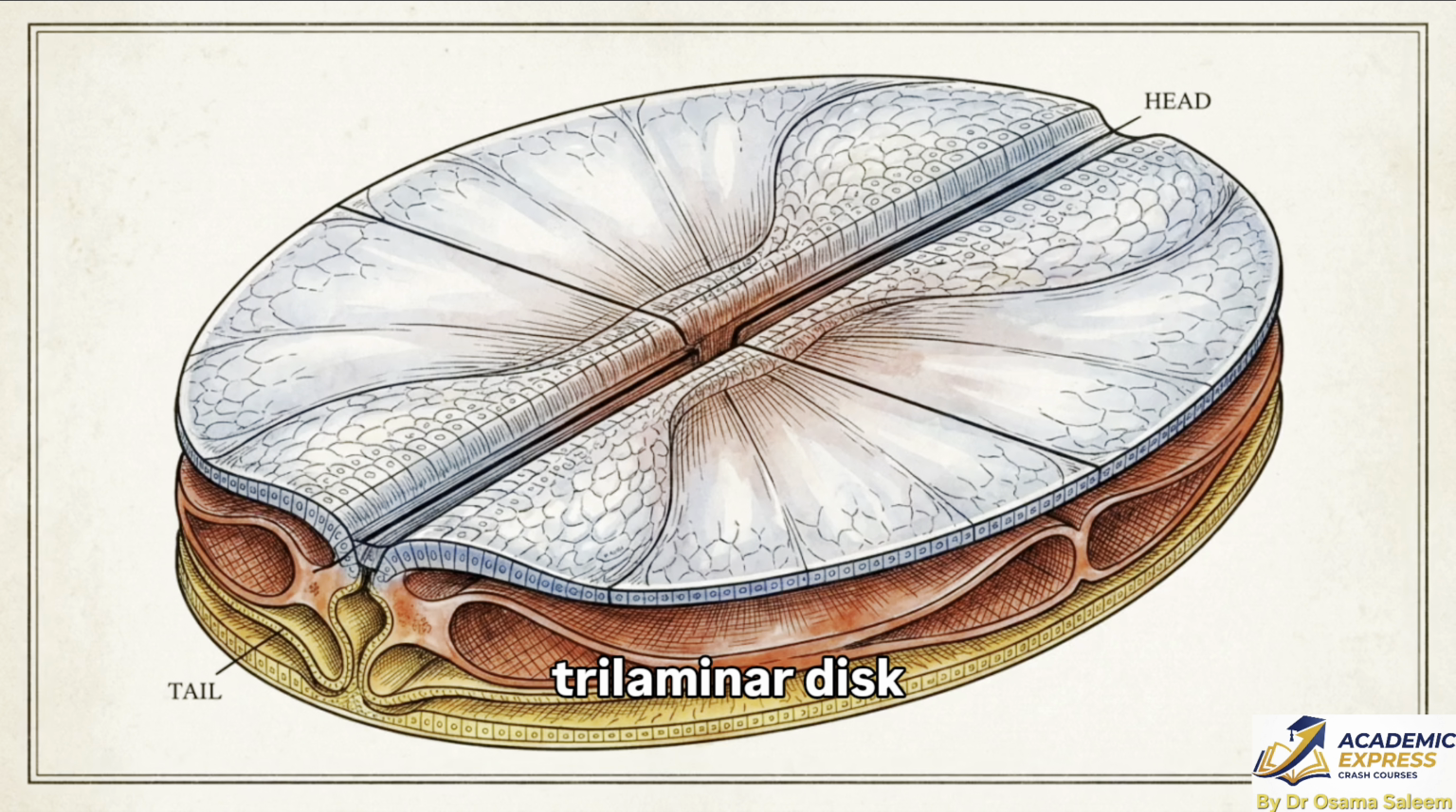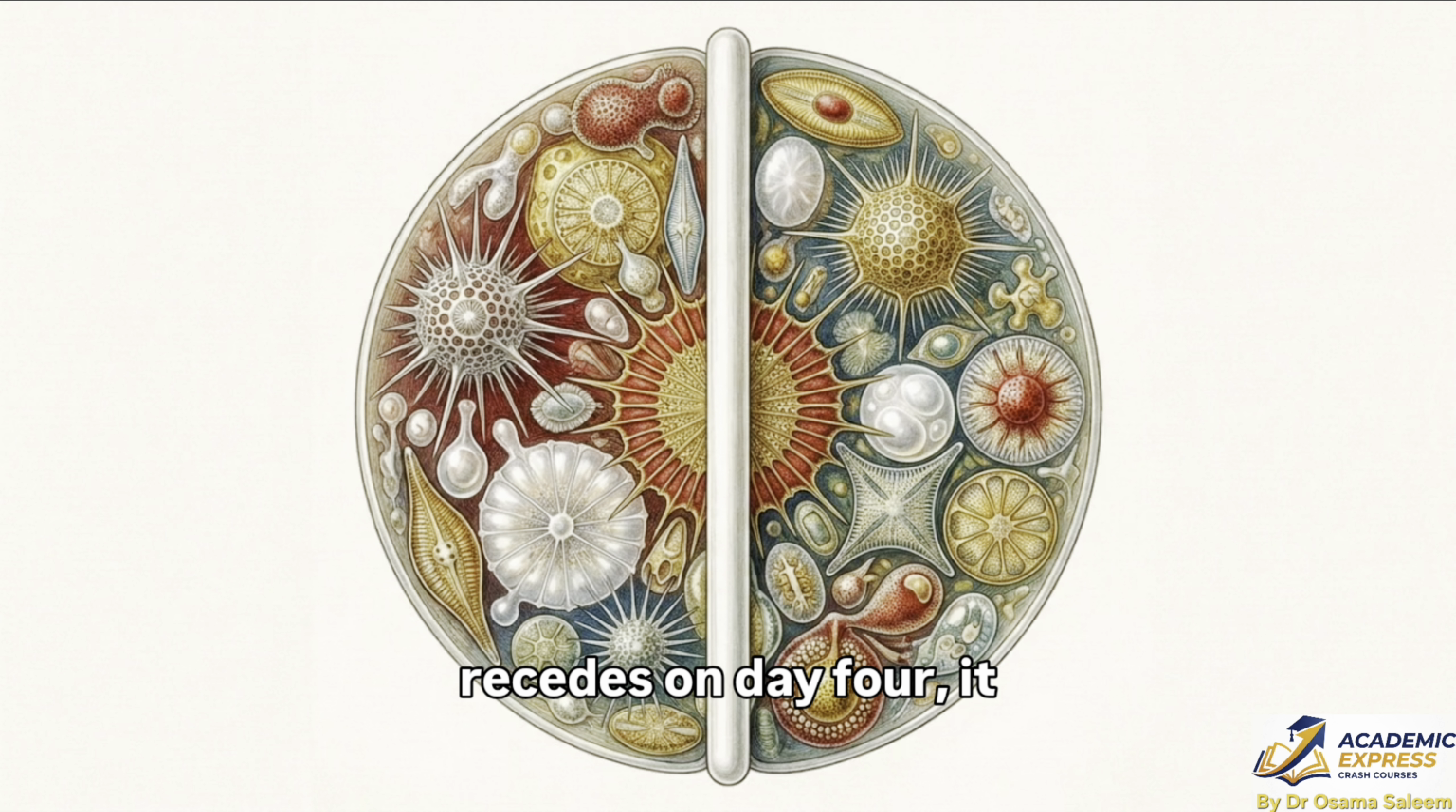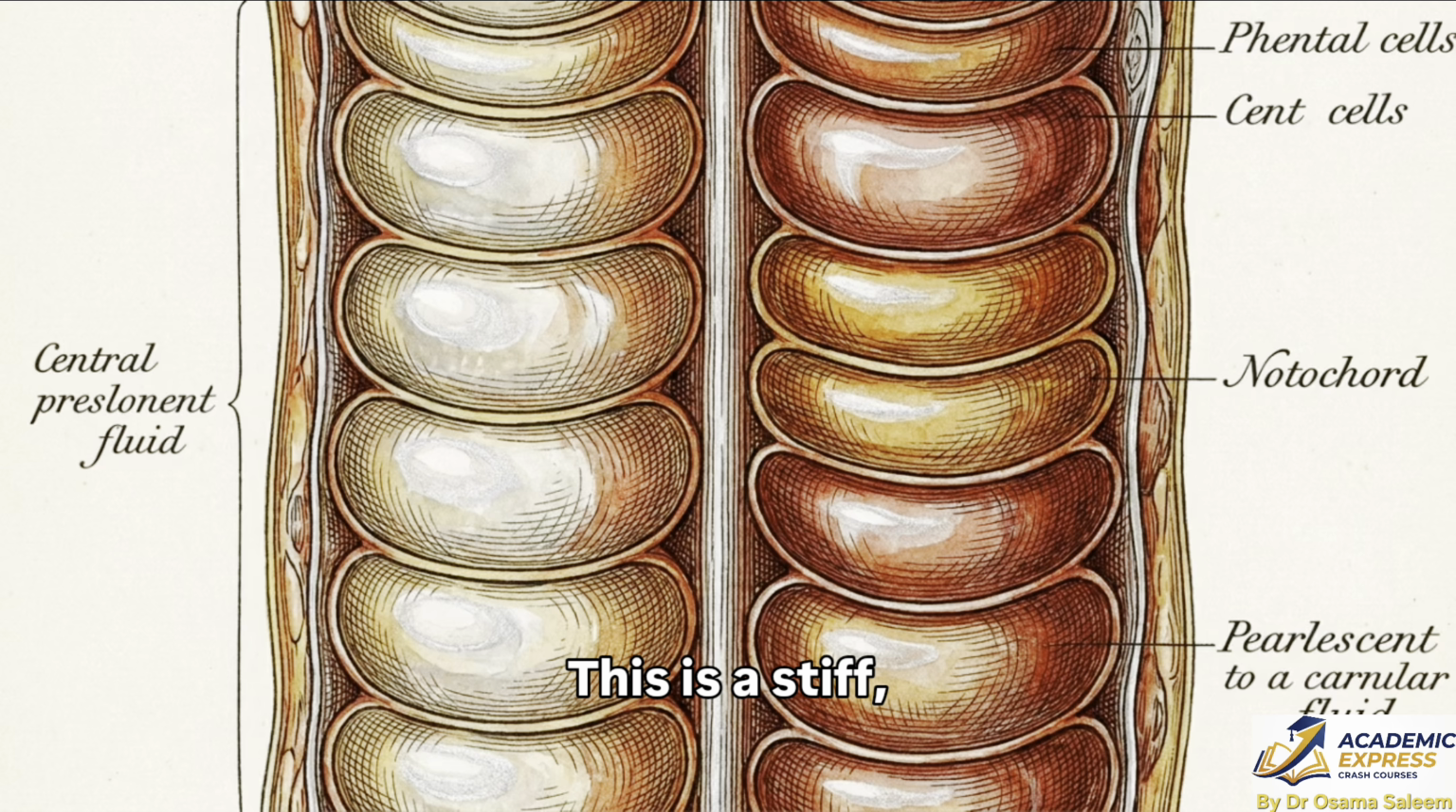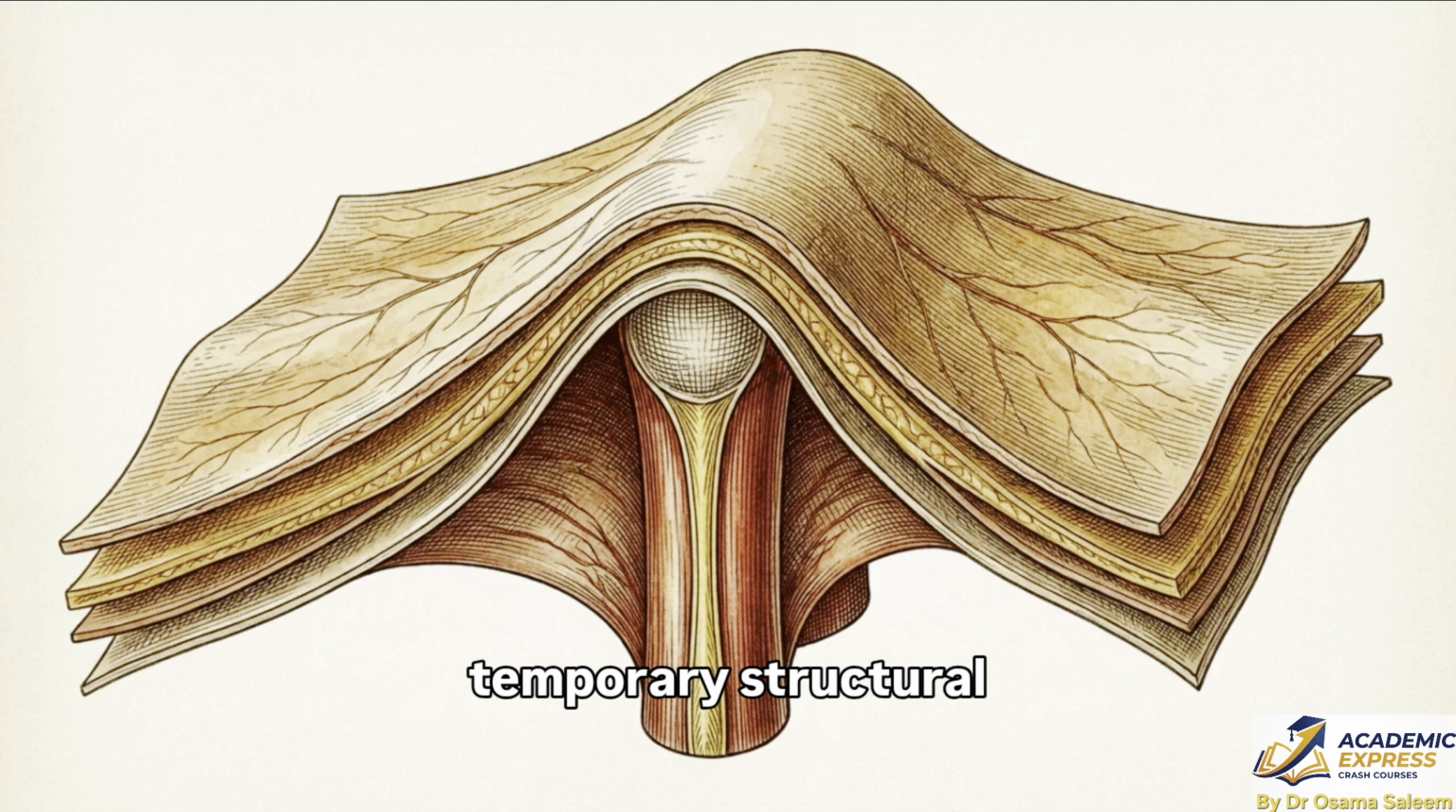The formation of this trilaminar disc establishes the body's primary architecture. The embryo's orientation and basic tissue types are now physically set. As the primitive streak recedes on day 4, it leaves behind the notochord. This is a stiff, liquid-filled column of cells that provides a temporary structural scaffold for the developing body.